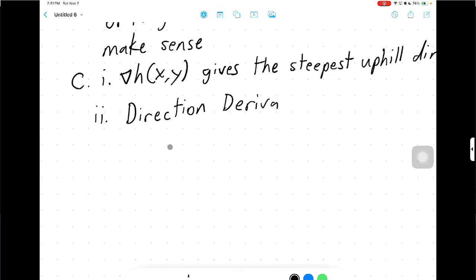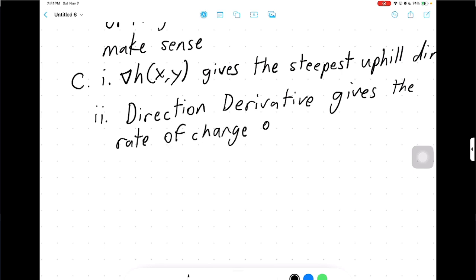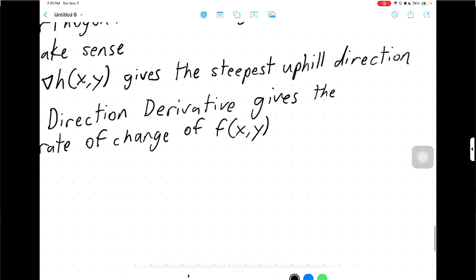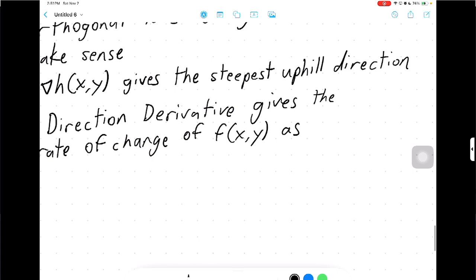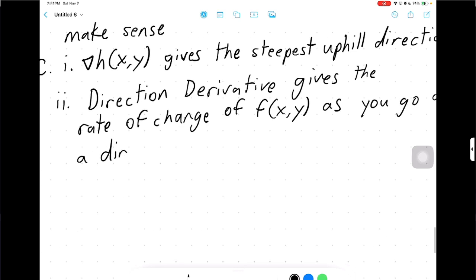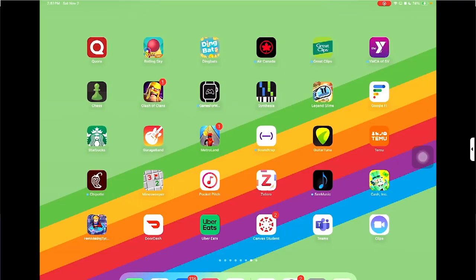in the sense that it gives the rate of change of a function's output as you go along a direction, u equals u of x, u of y.